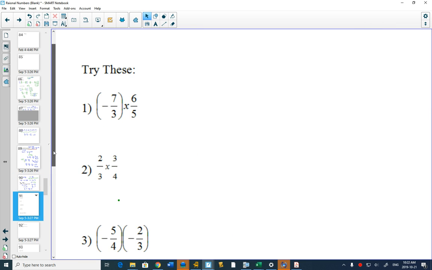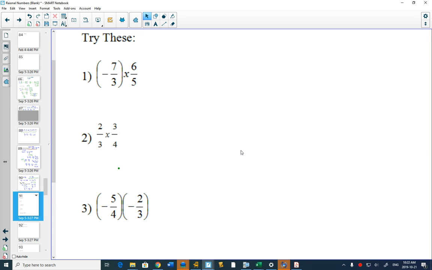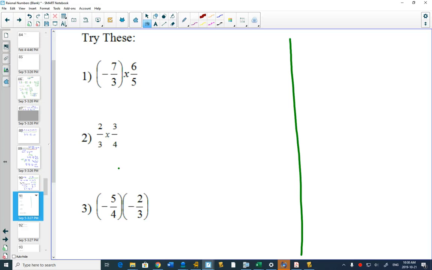Okay, here are some for you to try. So, multiplying fractions, rules for multiplying fractions. I am going to draw a line here because I'm going to show you an advanced method after that is faster for simplifying. It works, but I'm going to show it to you after. First of all, we're going to go through the regular rules of multiplying. How do we multiply fractions?